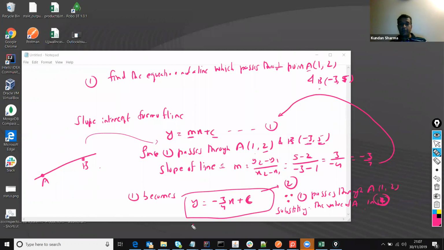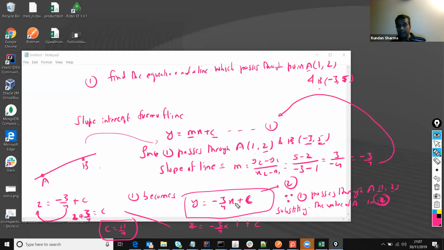Now we'll say that for A, the value of x is 1, y is 2. So this y will be 2. So y, which is 2, is equal to minus 3 by 4, and value of x is 1, plus c. So if you solve it, 2 is equal to minus 3 by 4 plus c. So this minus 3 by 4 will come on the left hand side. This will become 2 plus 3 by 4 is equal to c. So 2 plus 3 by 4 will become how much? 2 times 4 is 8. c will become 11 by 4. You can calculate it. So value of c is 11 by 4.